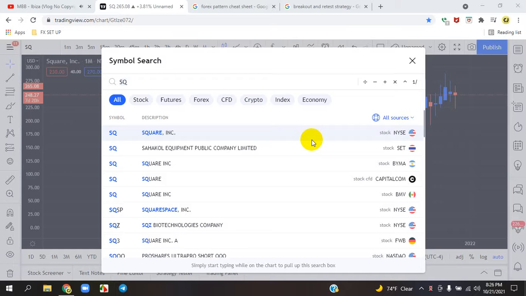We are here, running the levels, looking for market structure and patterns. Okay, guys, we are marking up SQ stock, Square.